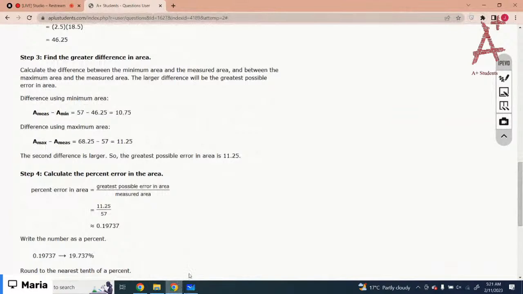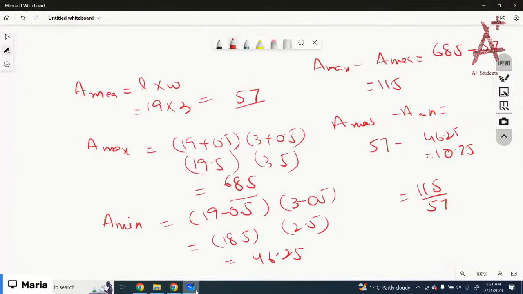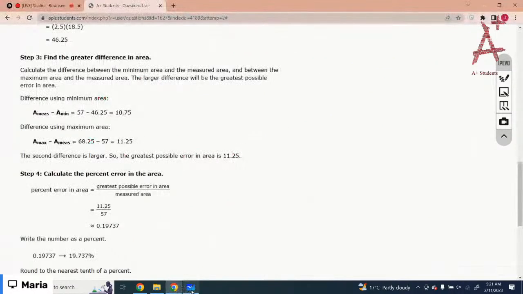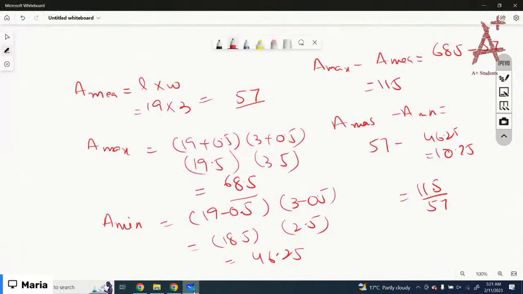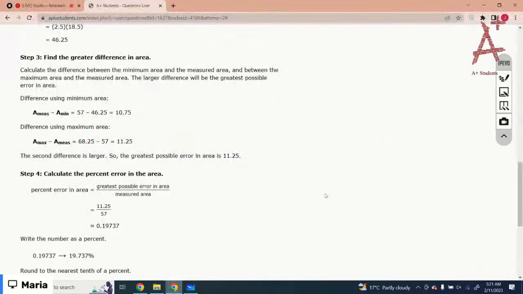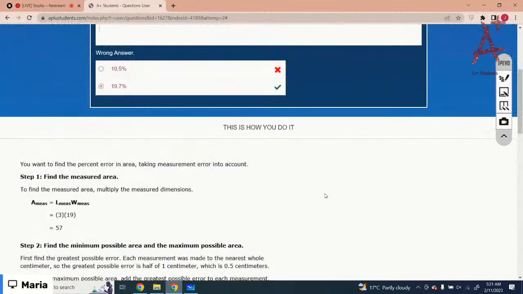Okay, so 11.25 divided by 57. Just a difference of a point, it would be 11.25, not 11.5. So let me just divide 11.25 by 57. It is 19.7. Got it? So that means the greatest possible error is 19.7%.